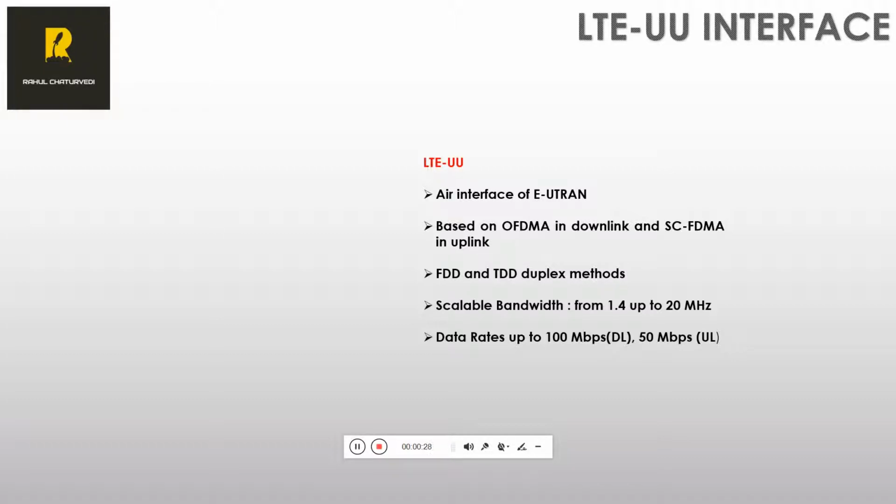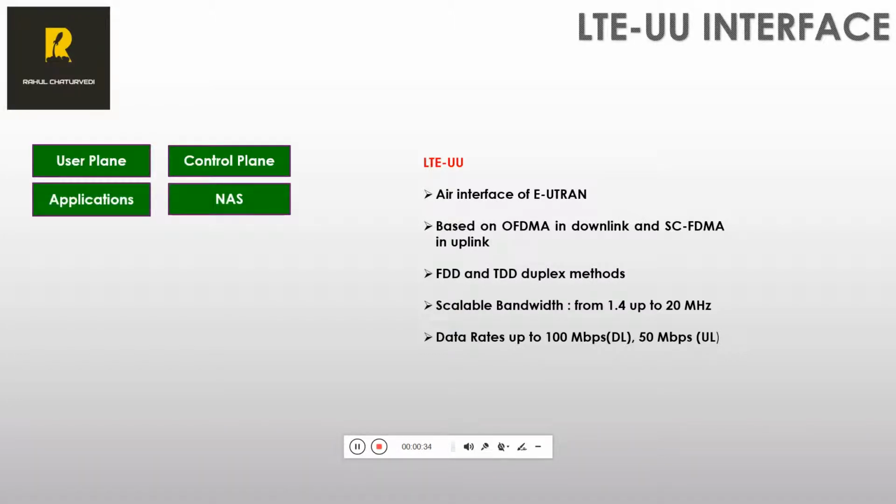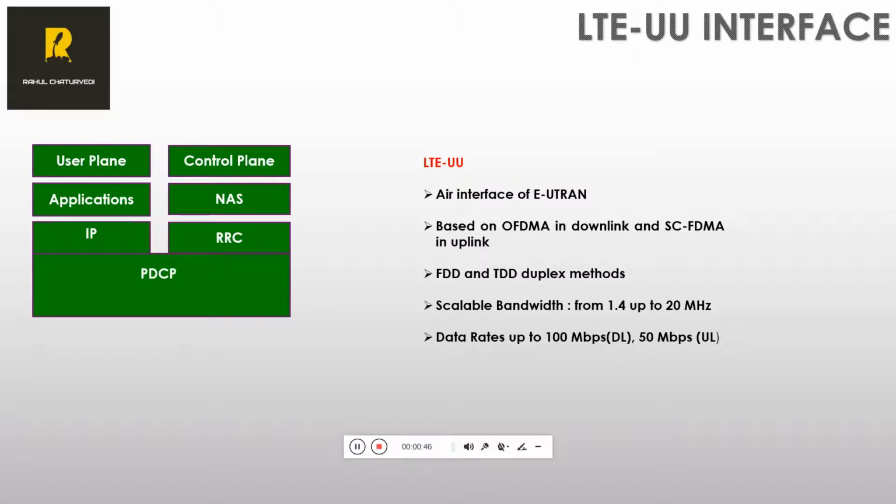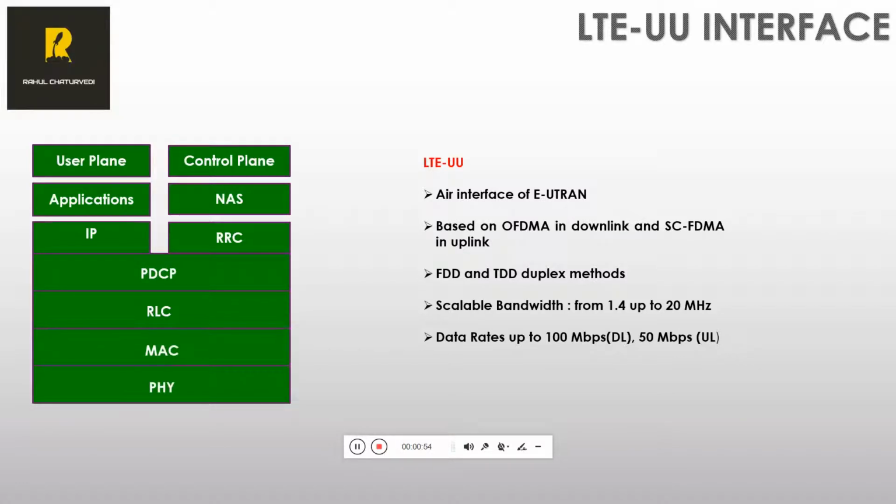Coming to the LTE interface, we have the user plane and control plane, with the applications in the user plane and NAS for the control plane. In the user plane, we have IP, Internet Protocol, and for the control plane, we have RRC. Then the PDCP layer is for both of them, Packet Data Convergence Protocol, RLC, MAC, and the physical layer.